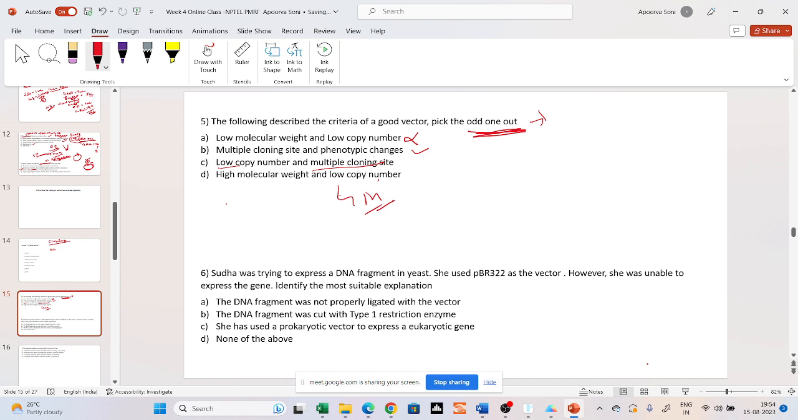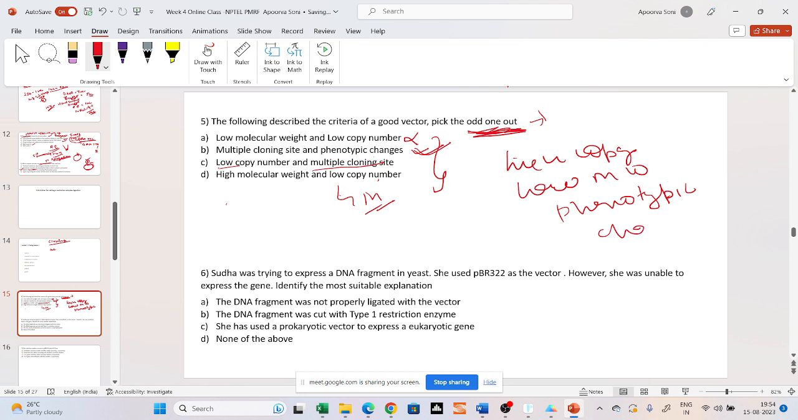That means in this question they have actually given you more wrong options, and the odd one is actually the right one. So basically this odd one out is nothing, just to trick you. You just have to pick the correct one. In MCQs the correct one is the odd one because all the others are wrong. That's why you should know the concept. So a vector should have a high copy number, meaning it is able to replicate more. It should have a low molecular weight. It should give some phenotypic changes.